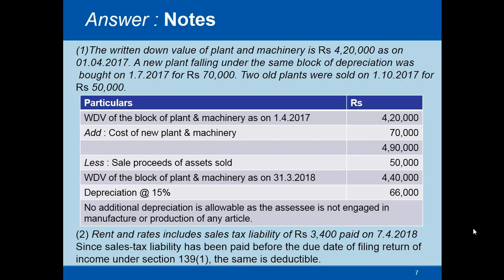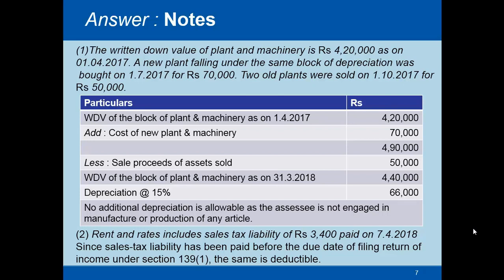So first of all, we will look at certain notes. The first note is with regard to the depreciation. Now in the question it is given that the written down value of plant and machinery is rupees 4 lakh 20,000 as on 1st of April 2017. A new plant falling under the same block of depreciation was bought on 1st of July 2017 for rupees 70,000. Two old plants were sold on 1st of October 2017 for rupees 50,000.